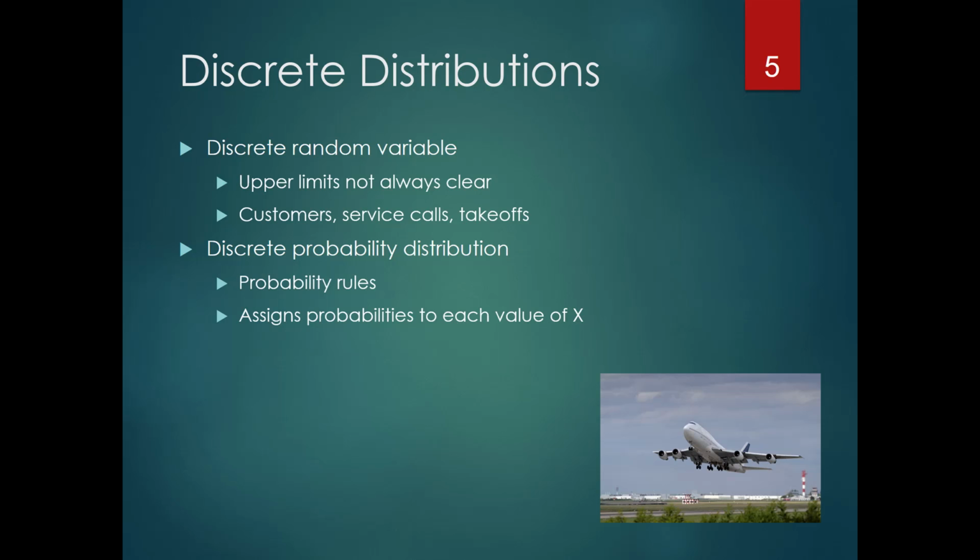We assign probabilities to each value of X. So the probability of 2 customers coming in might be 50%, whereas the probability of 25 customers might be 8%. Each value of X is not going to have the same probability, which makes sense. It's not going to be just as likely for 25 TVs to be sold as it is for 1 TV to be sold.